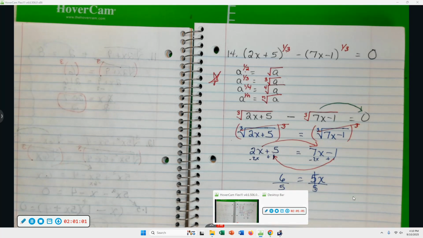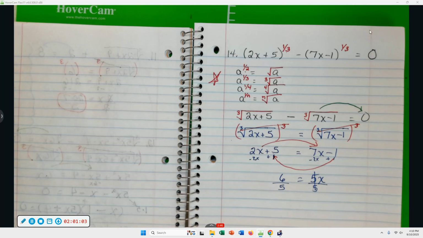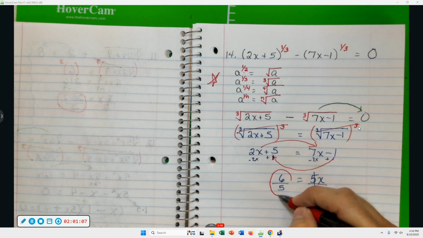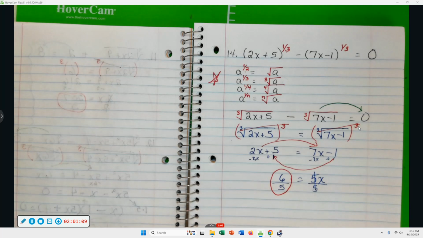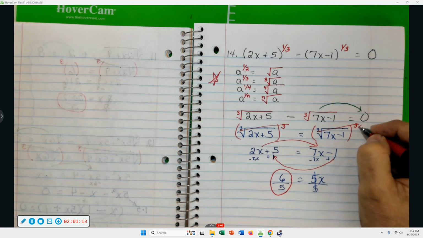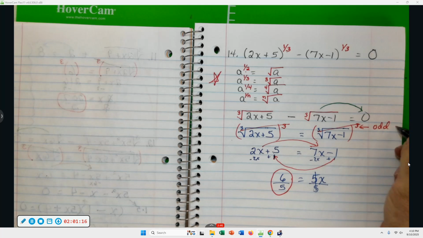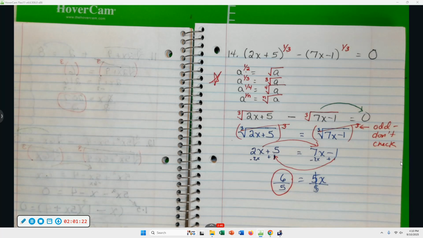Do I need to check it? No, it's a cube root. That's an odd root. Draw a little arrow there with that little 3 and write odd. That's an odd number. Odd. So don't check. Okay, so x equals 6 over 5.